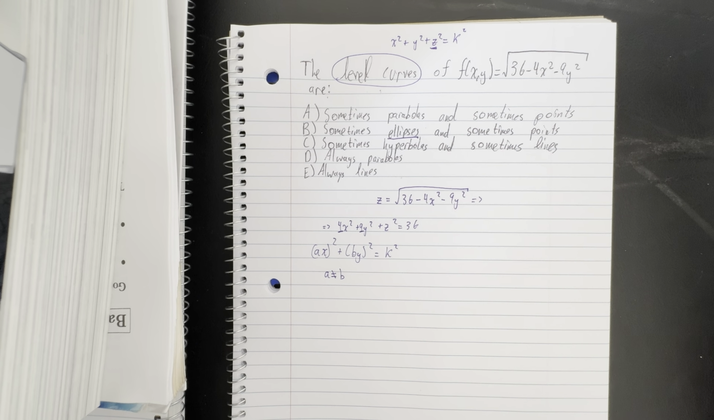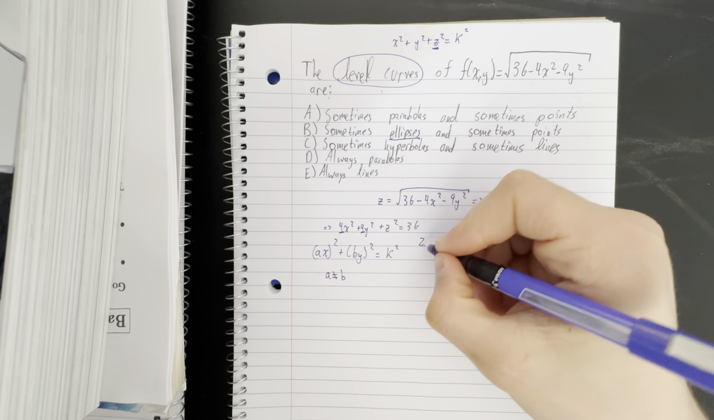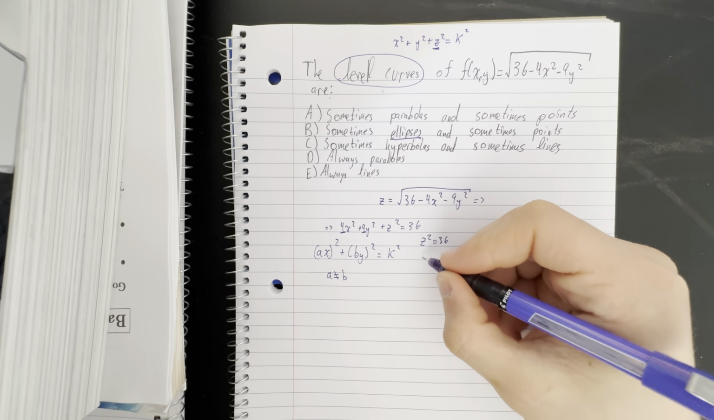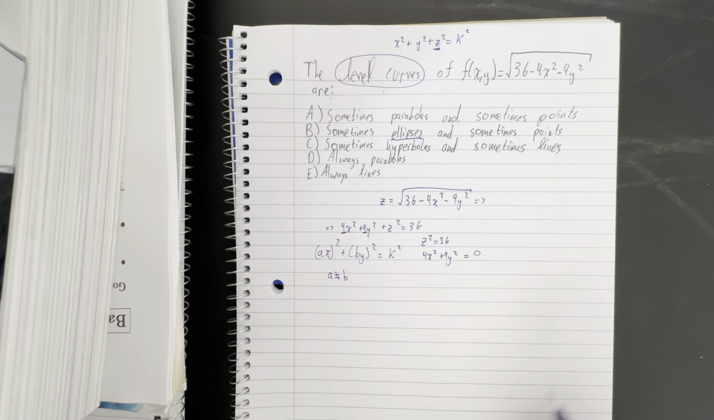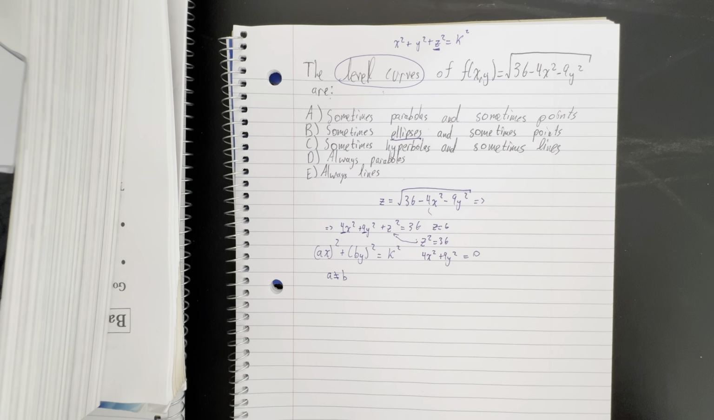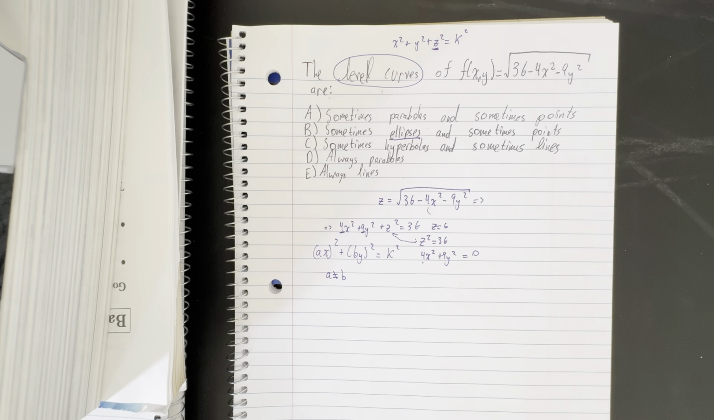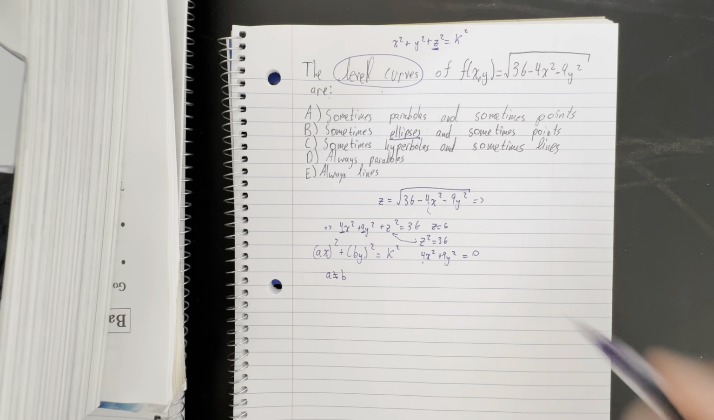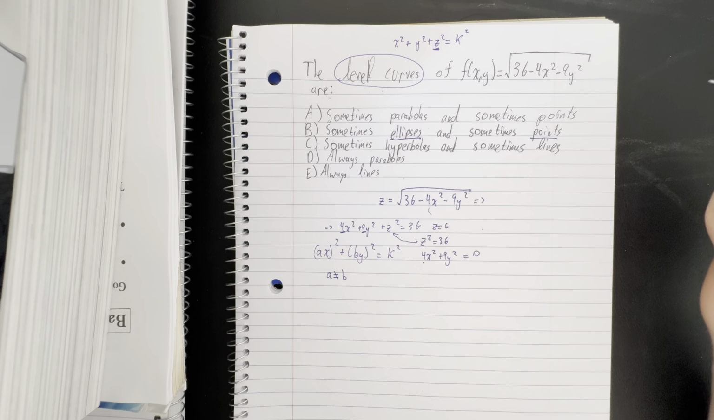You could also ask, when are you going to get points? You're going to get points when z squared equals 36, because then you're going to get 4x squared plus 9y squared equals 0, right? When you're at z equals 6, you're going to get a point. You're just going to get a point because this is a circle or an ellipse of radius 0, and so you just have a point. So these both are confirmed.